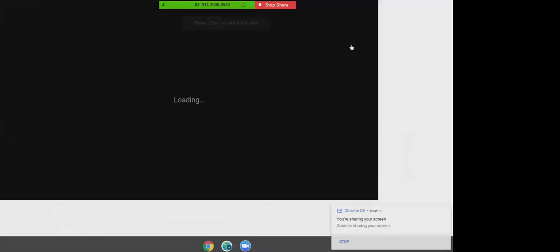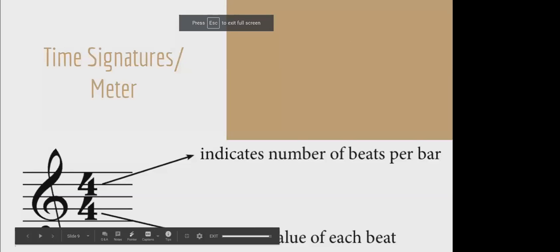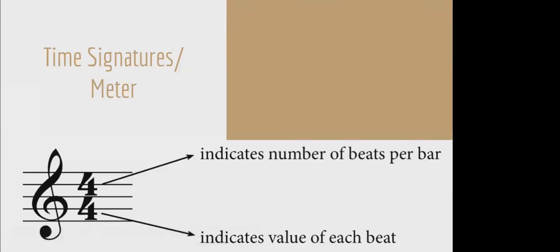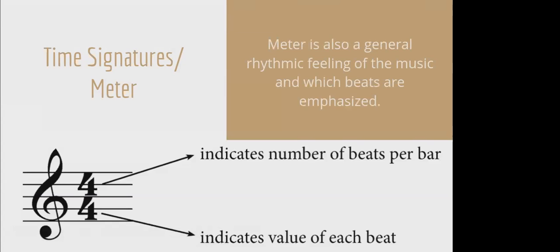to be. So let's go back to our presentation now and talk about the other thing that meter does. So we know that it talks about how many beats and what kind of note gets the beat. But the other part of the time signature is the meter part. A meter is also a general rhythmic feeling of the music and which beats are emphasized within the measure.